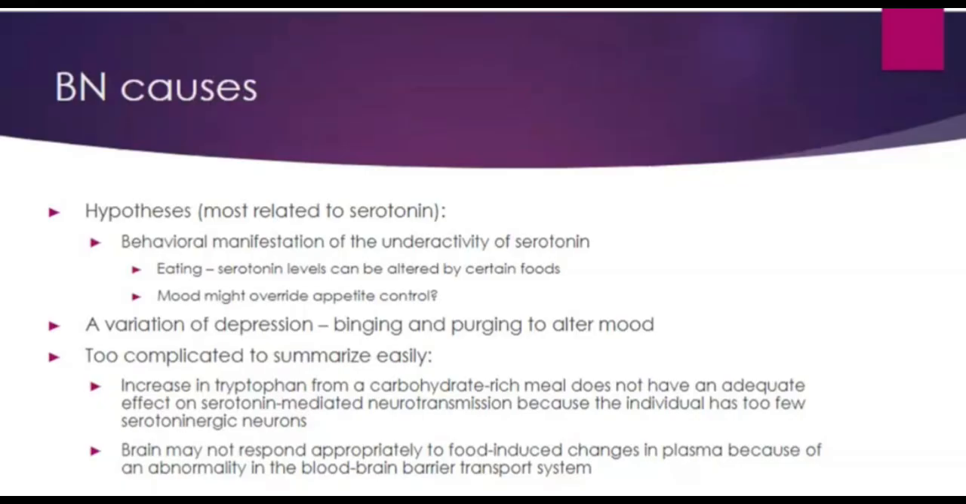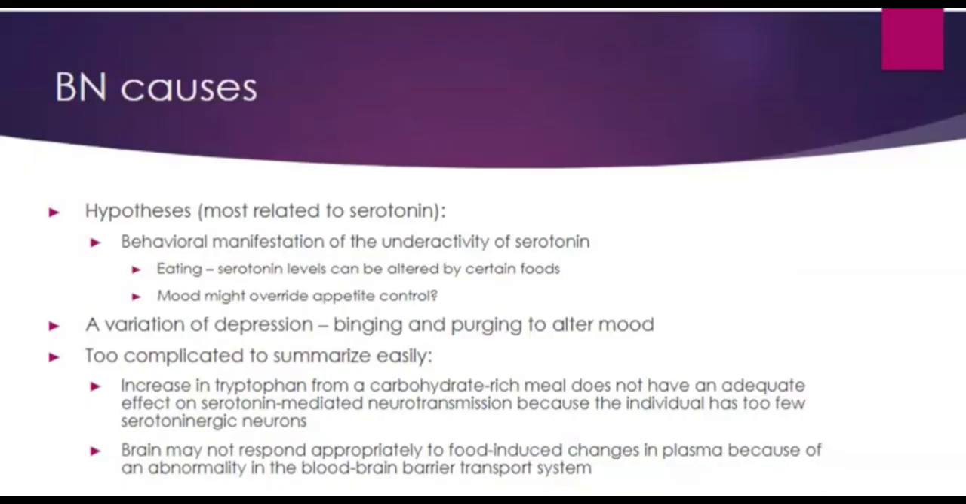So first, we see an increase in tryptophan from carbohydrate-rich meals. It does not have to have an adequate effect on serotonin-mediated transmission because the individual has too few neurons related to serotonin. Tryptophan is a pathway to make serotonin. So you frequently hear things like tryptophan as a result of eating a lot of turkey on Thanksgiving, and then we get sleepy because we eat so much turkey and because it has so much tryptophan in it. Well, tryptophan and serotonin are in the pathway, and there are ways we can convert tryptophan into serotonin.